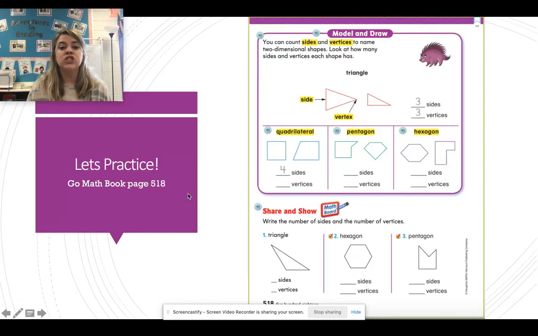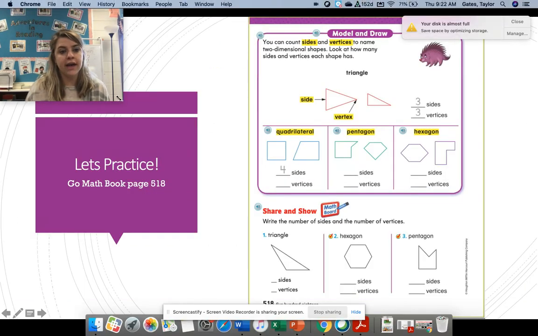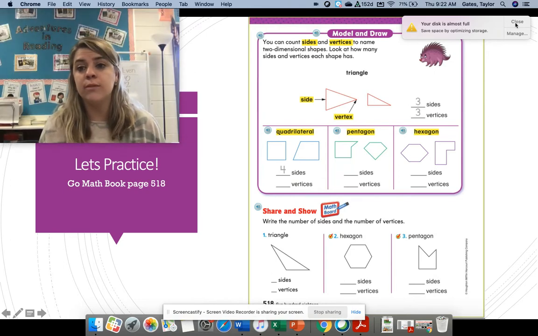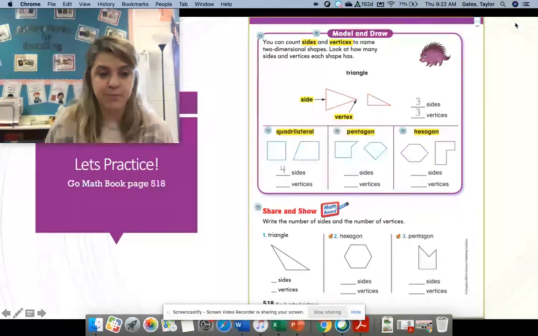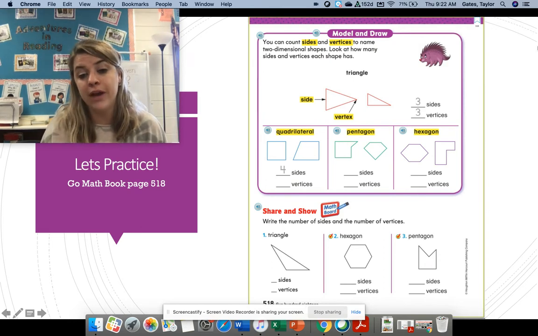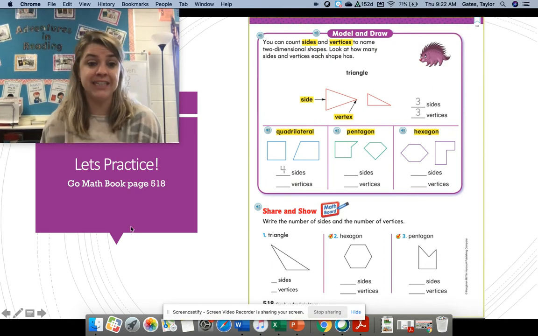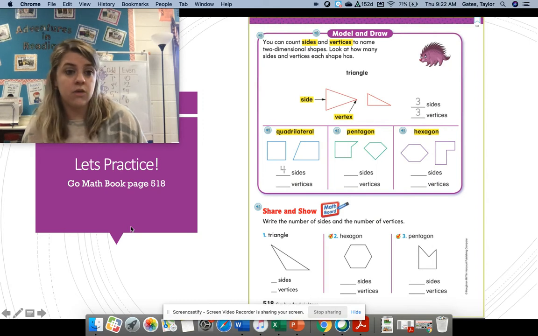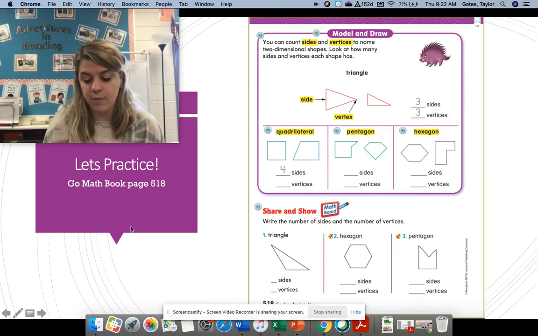All right, so now we are going to practice some. I want you to get out your Go Math book, your big fat Go Math book, and we are going to be on page 518. That's lesson 11.3. So go ahead and grab your book and open to 11.3, page 518.